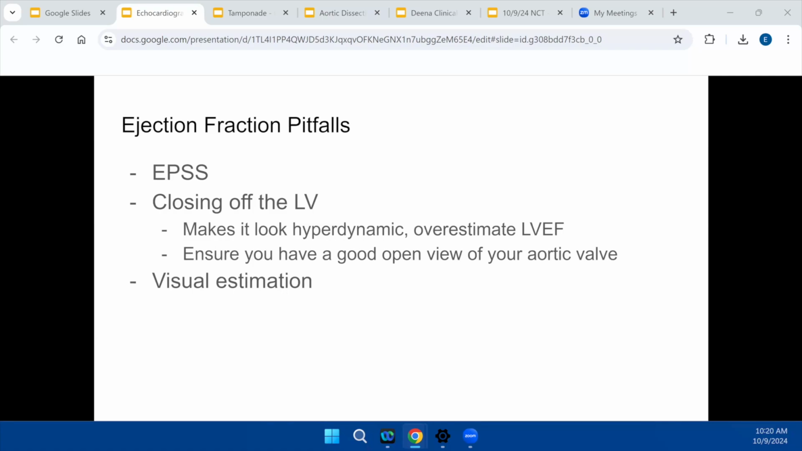The LV has 17 segments. You're using 2 segments of the heart to estimate the function of a 17-segment structure. That is most likely not the way to go. And so know the pitfalls, right?